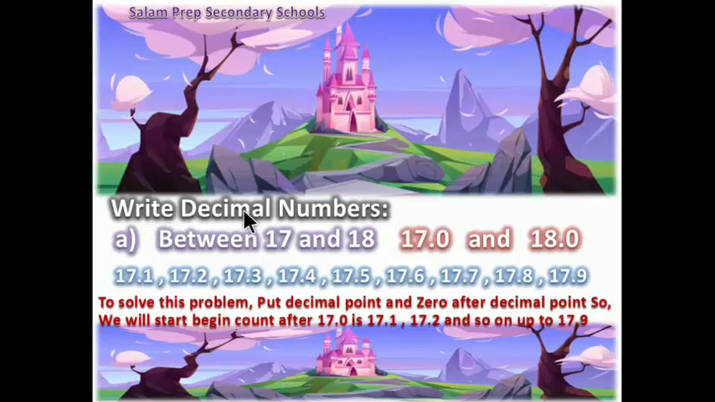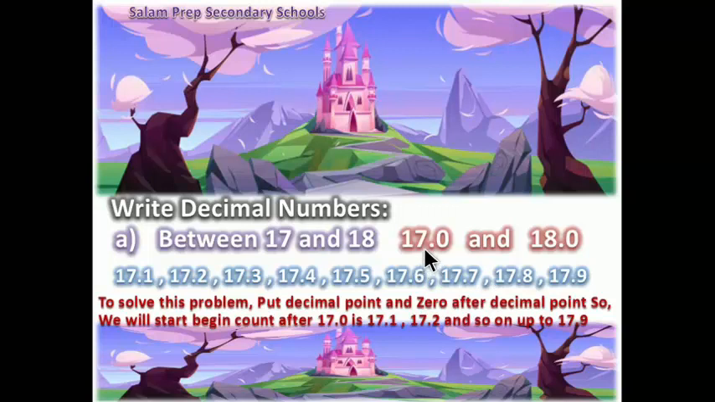To find decimal numbers between 17 and 18, we need to write 17 as a decimal number like this, 17.0, and write 18 as a decimal number like this, 18.0. Now we need to write decimal numbers between 17 and 18. Take care. We need the numbers between 17 and 18. So we don't write 17, we don't write 18. We write only the decimal numbers between 17 and 18.